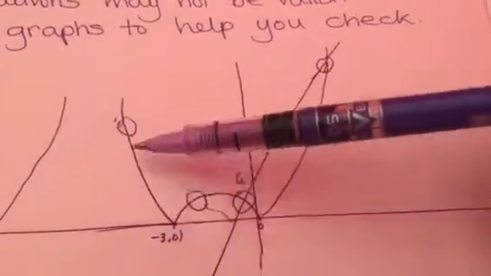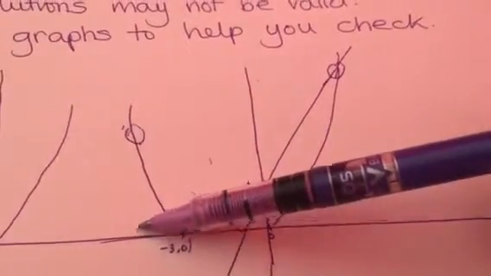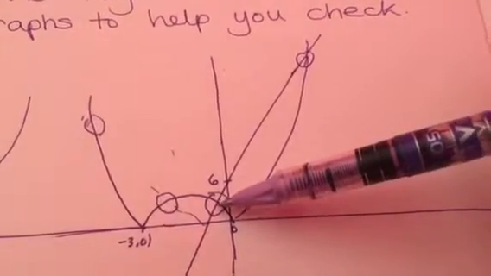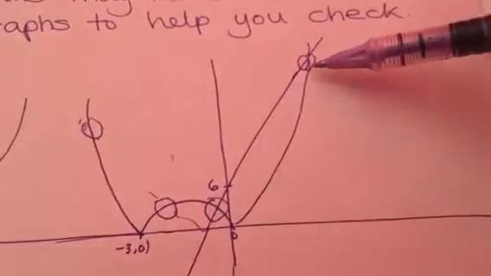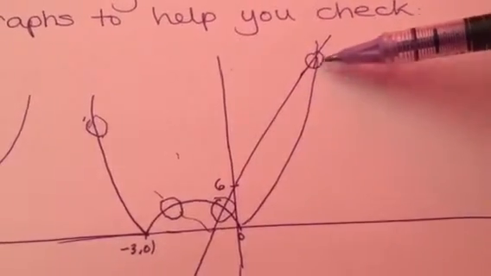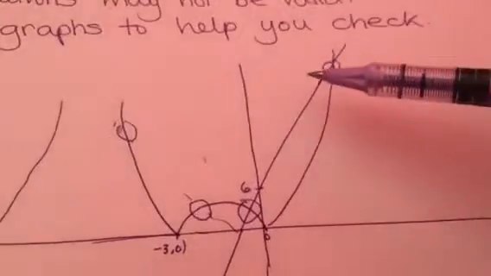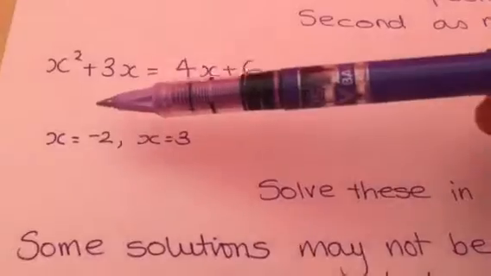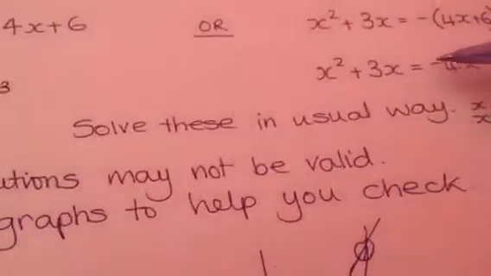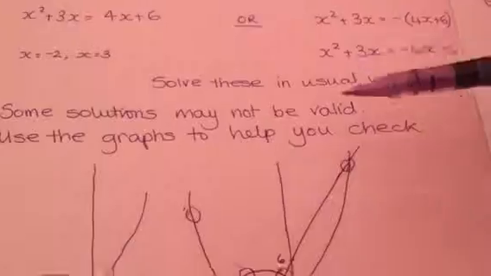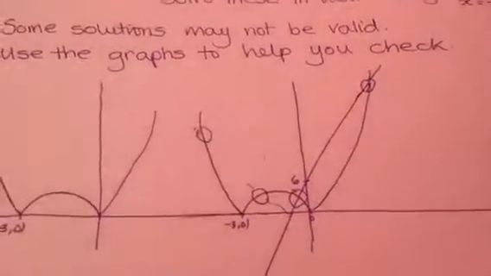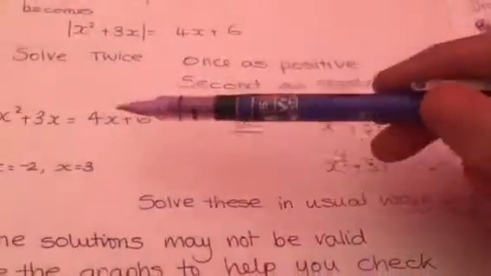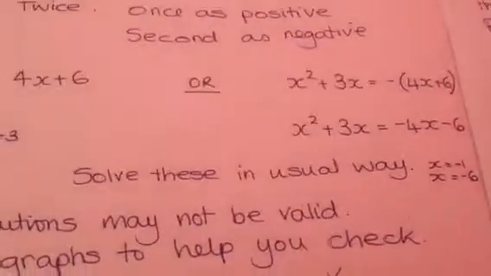And looking at the ones I've got, this would be the negative 6 value, this would be the negative 2 value, so this one is going to be the value of negative 1, and this one is going to be the value of x equals 3. So my solutions for this are x equals 3 and x equals negative 2. Solve both equations, get all of your values, and then the final step is just to use the graphs to check that they're right. But this is the really important bit here, where you're separating and solving it as two separate equations.